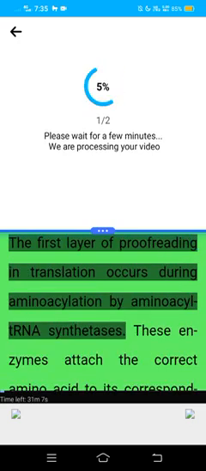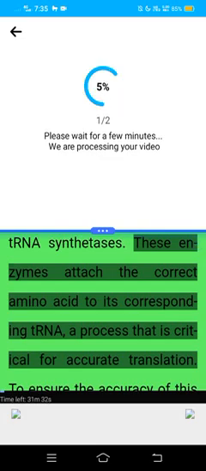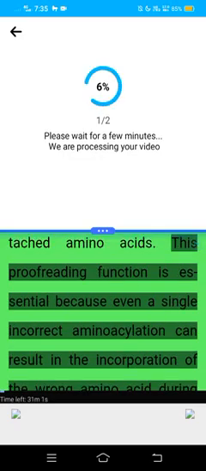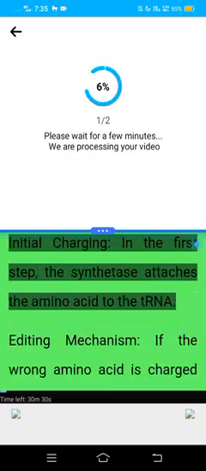The first layer of proofreading in translation occurs during aminoacylation by aminoacyl tRNA synthetases. These enzymes attach the correct amino acid to its corresponding tRNA, a process that is critical for accurate translation. To ensure the accuracy of this process, aminoacyl tRNA synthetases possess editing sites that can remove incorrectly attached amino acids. This proofreading is essential because even a single incorrect aminoacylation can result in the incorporation of the wrong amino acid during translation. Initial charging. In the first step, the synthetase attaches the amino acid to the tRNA.